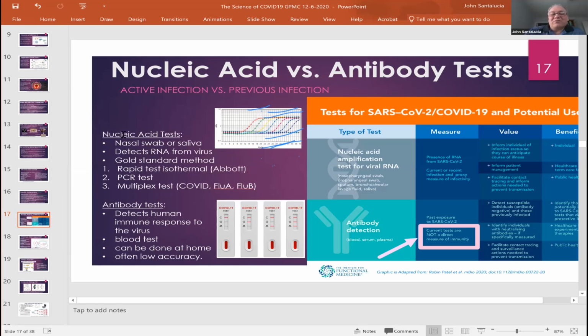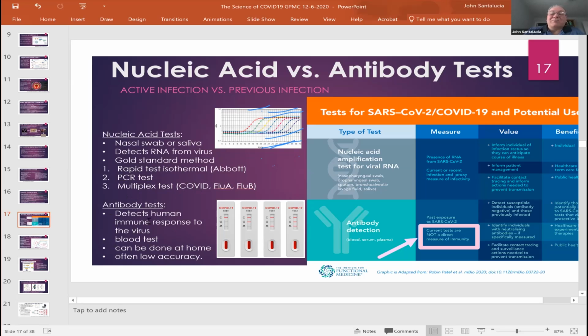Well, the nucleic acid tests are the ones that when you see people doing a nasal swab or giving saliva, they are doing a test for the nucleic acid. There are different flavors of these nucleic acid tests. They're called rapid tests or isothermal tests, or the polymerase chain reaction tests, or multiplex tests that can detect multiple viruses at once. These are very different than antibody tests.